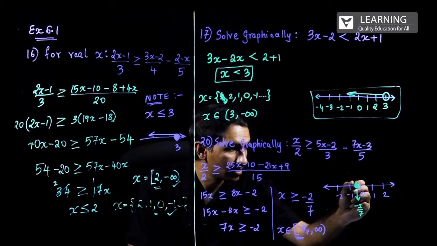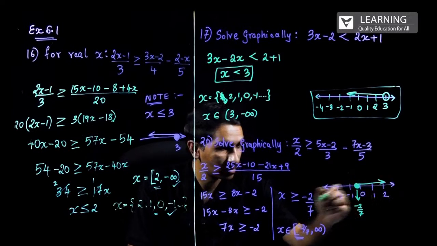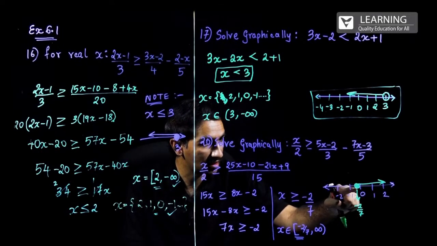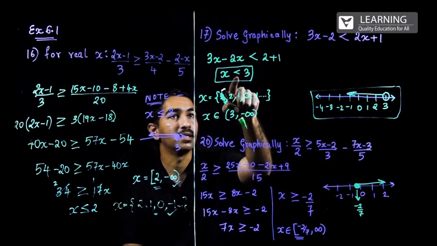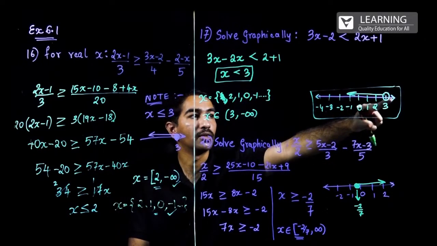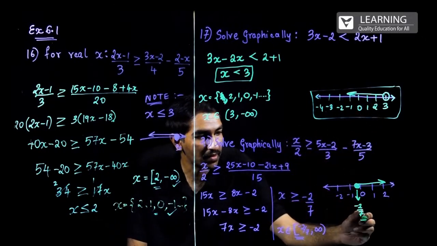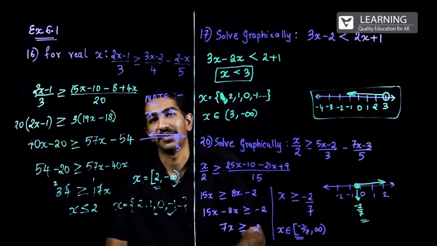Greater than, so it is going on like this. X is greater than or equal to. So equal to, right? That is why we are shading the circle here. Here it is only lesser than, means we are not including that. Not including means hollow, students. Including means shaded. So this will be the graphical solution for question number 20.